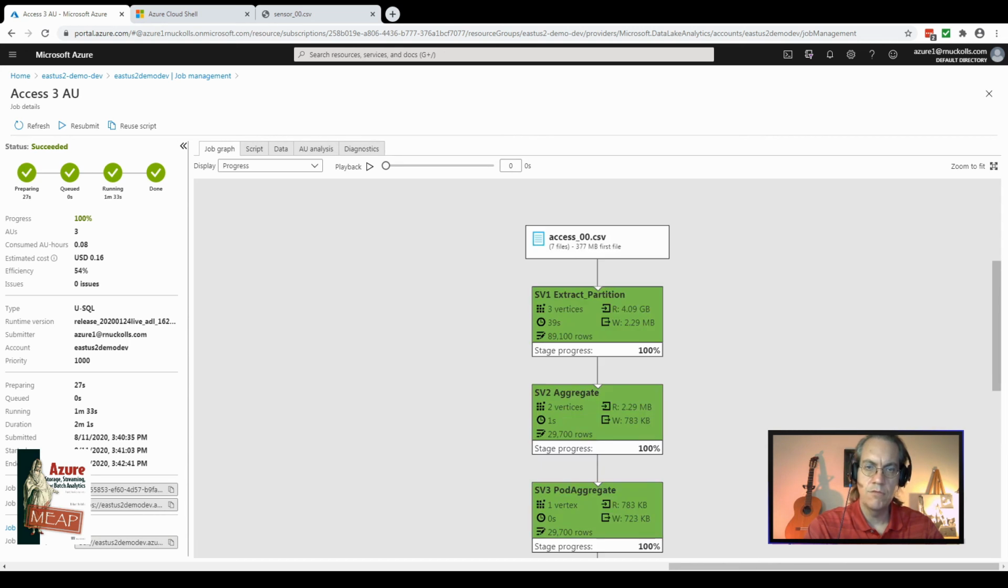You might be interested to know what a vertex is. This is a subunit of the AU. Each AU can have up to 4 vertexes running. Vertexes are chunks of files that can be run in parallel, or they are chunks of computational elements that can be run in parallel. Because of the way this query was structured, all of the data needed to be run through a single aggregate, so there was only 1 vertex that could be used there. A vertex is equivalent to about 250 megs of data being read in at any particular time. In this case, because we had multiple files and we had multiple AUs, we could run multiple reads in parallel.